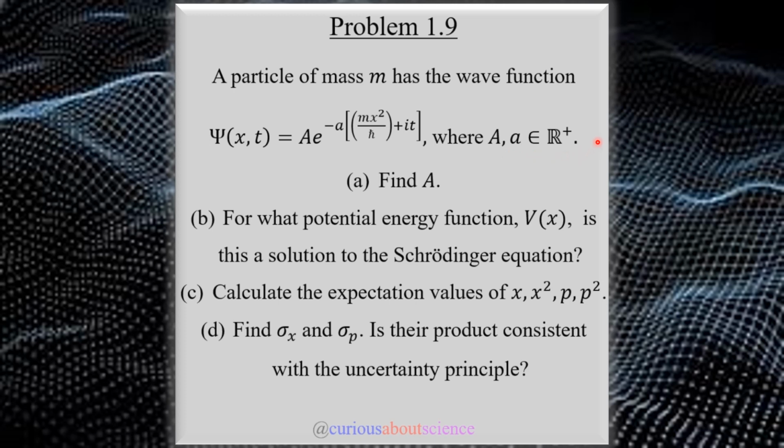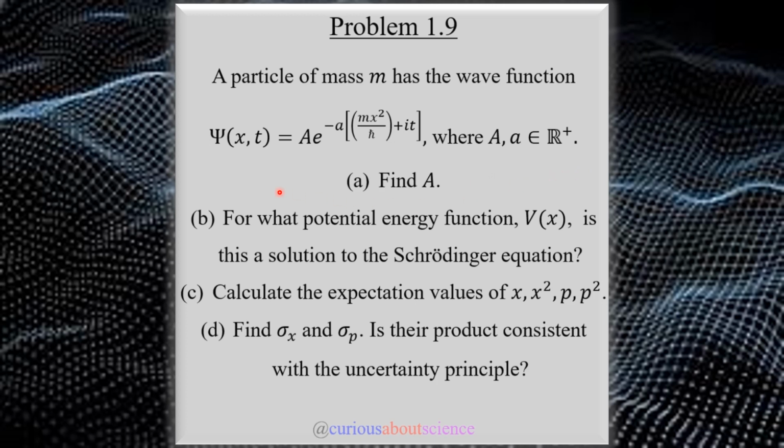Let's be mindful of this function because it will appear again, and be mindful explicitly of this x squared. You'll see why in just the next chapter, actually. So for part A, we want to find big A. Remember, we do this via normalization.